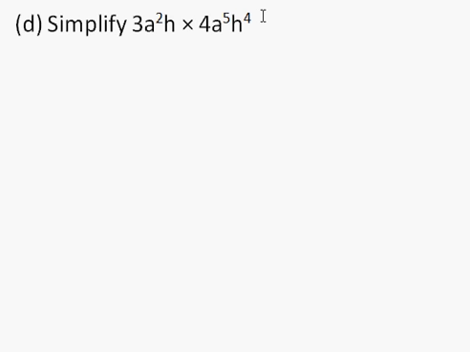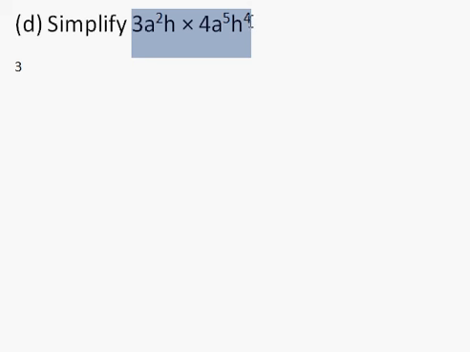This is all about collecting like terms, what's called. So putting your a's together, putting your h's together, putting your numbers together. So I'm going to rearrange this. 3a squared h means 3 times a times a times h, and 4a to the power of 5 h to the power of 4 means 4 times a times itself, 5 times altogether, times h times itself 4 times altogether. So the long messy way of doing this would be doing that as I've just said it.